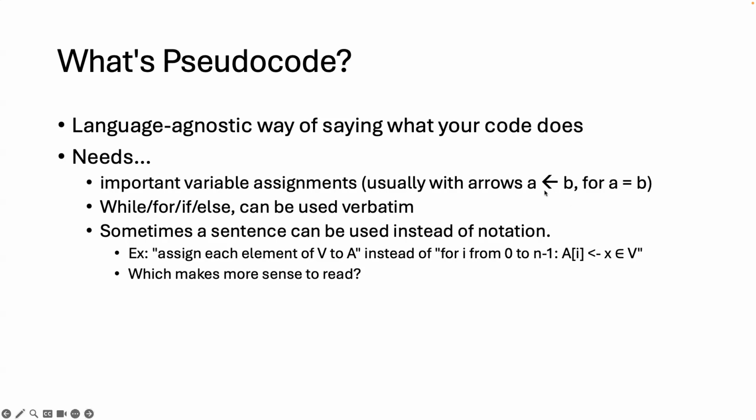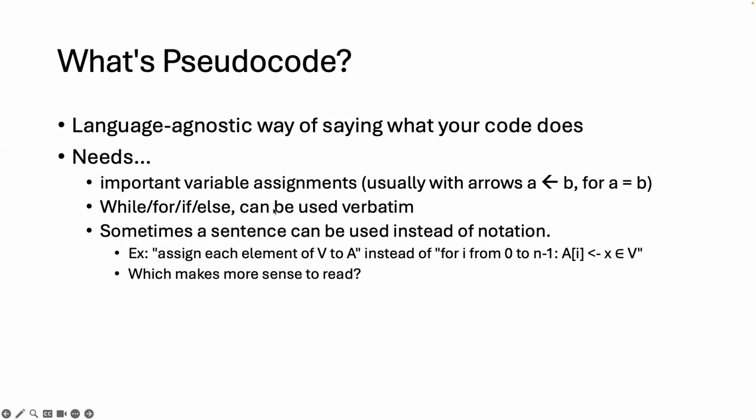Usually in pseudocode, we'll deal with variable assignments with arrows. Sometimes not. You've all taken programming courses, so you know that assignments typically work right to left. If you have x equals 5, the value is being assigned to the variable x. And so that's why we use arrows that go right to left.